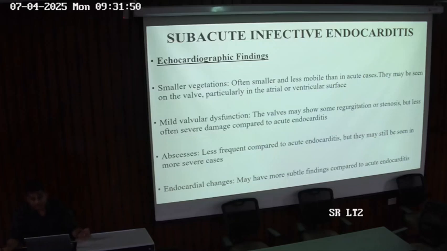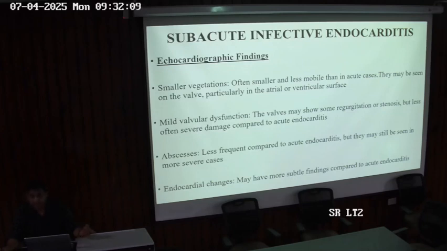Echo is different from acute endocarditis. There is a small vegetation, often less mobile. They will be seen on the valve, on the atrioventricular surface of the endocardium. Mild valvular dysfunction, there is a lesser chance of perforation or valvular rupture.